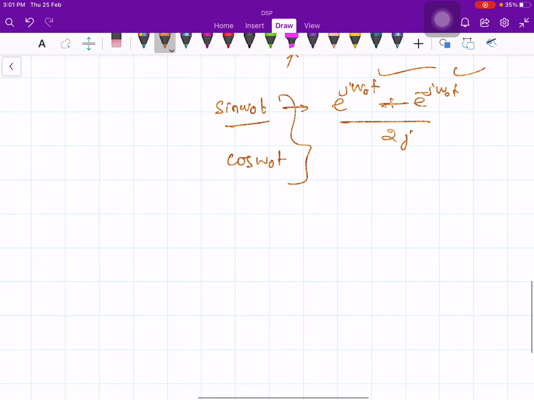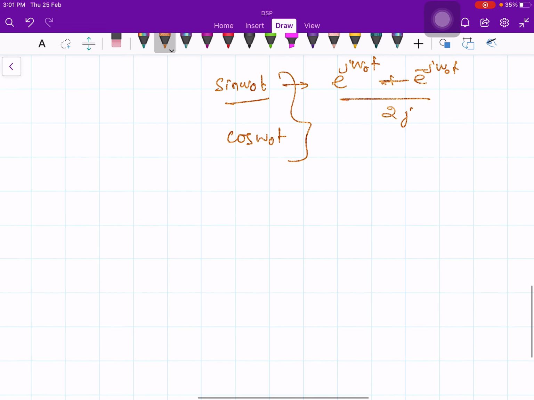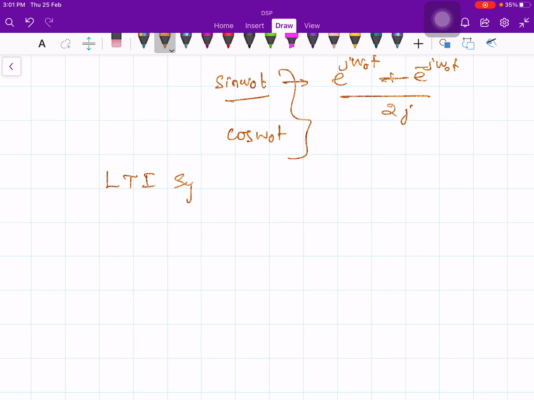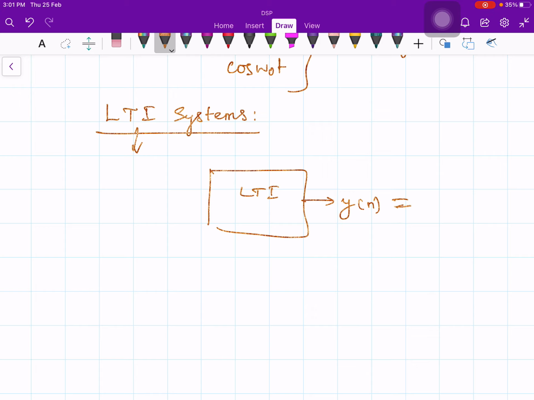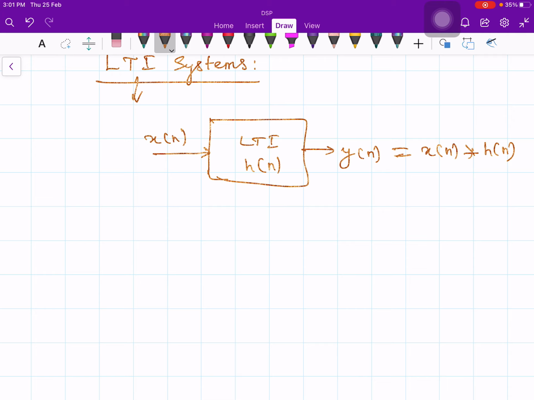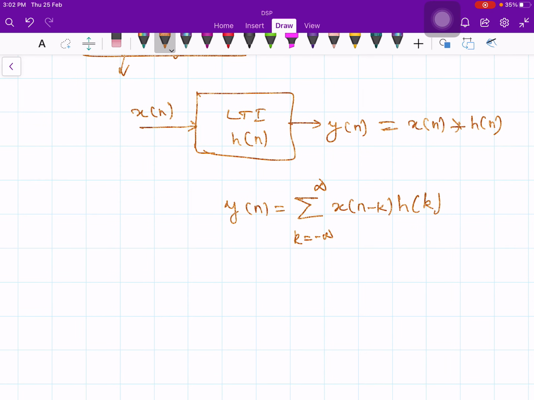So we try to find out the response to an exponential signal, and for that we specialize our system to LTI systems. LTI means linear time invariant systems. For linear time invariant systems, we know that the output is given by the convolution of the input and the impulse response h of n. So the impulse response of the system is h of n and the input is x of n. Therefore, what is my y of n? If you write it in terms of the convolution sum formula, it is the summation of x of n minus k times h of k, where k goes from minus infinity to plus infinity. I should have written it the other way around, it does not matter.